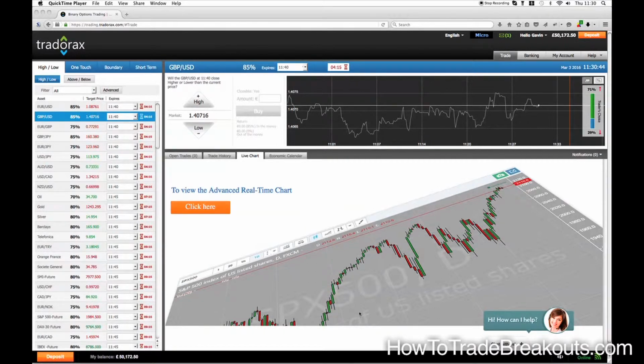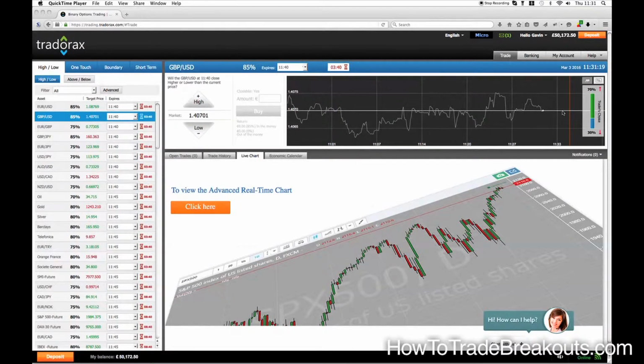When you log into Tradorax, this is what you're going to see. You've got the market price here going up and down, the name of the market, pound dollar here, cable, and then over on this side you've got a list of all the other markets you can be using, and the return you're going to get for winning one of your bets on the binary options. How it works is you decide whether you're going to go higher or lower than the current price. Here you can see the line representing the current price.